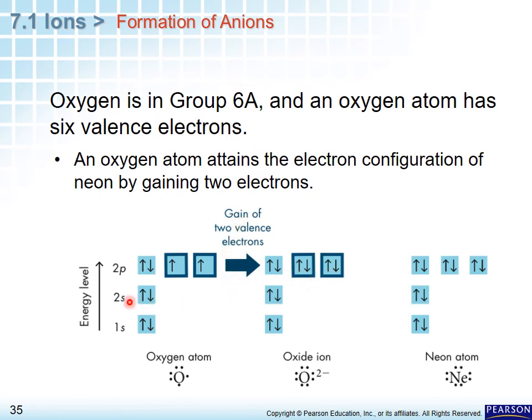So in the outermost shell, how many? 2s, 2p. 2 plus 2 is 4 in the atom. But here you can see 2 plus 2, 2 plus 2, so altogether 8 electrons in the outermost shell. So when an oxygen atom gains 2 electrons, it becomes an oxide ion, and in the oxide ion the outermost shell is completed by 8 electrons. After gaining the electrons, the oxide ion's electronic configuration is the same as neon.